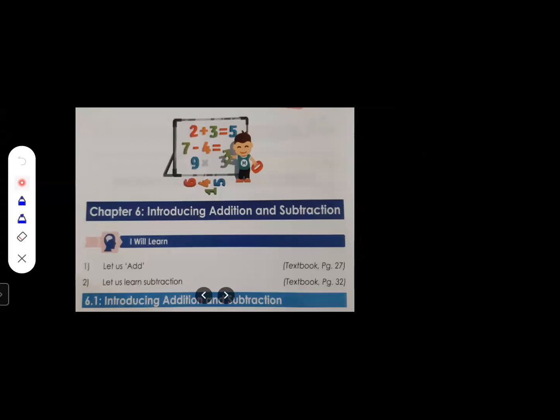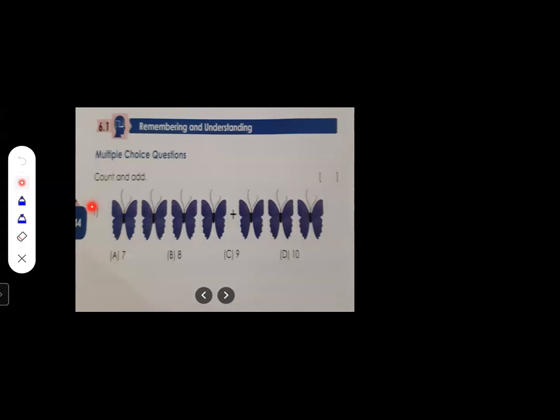Let's see the sums. What is given over here? Multiple choice questions. So count and add. We have to count it and add. So see over here, addition. Why are we going to do addition? Because over here a plus sign is there, right? See the plus sign you can see over here. So we are going to add this.